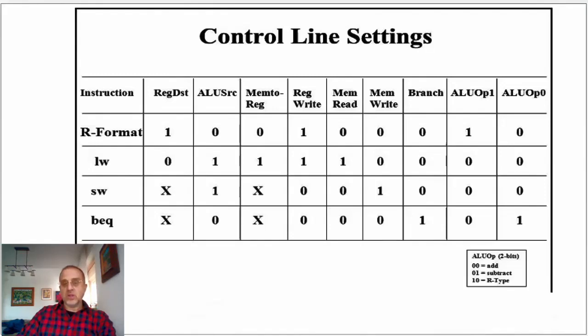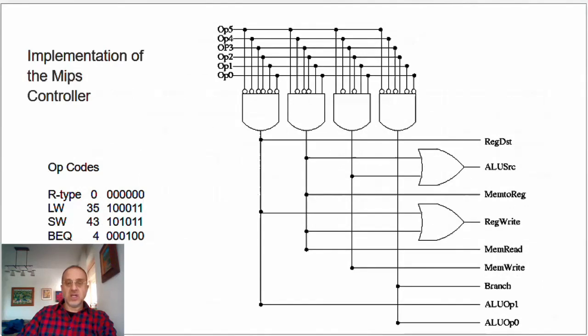Now, how are we going to do that based on the opcode that we're given? We're going to do that in logic, using logic gates. And it's really quite straightforward. In other words, we don't have to have some big table that says these lines if it's this, and we don't have to have some big else. We're going to do it all with logic gates. So here is the design of the controller for the MIPS architecture.